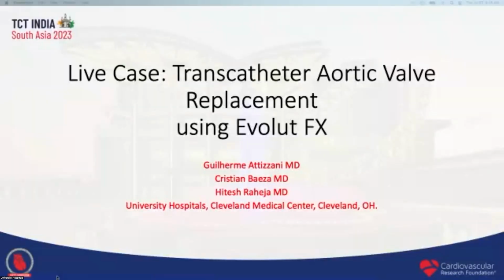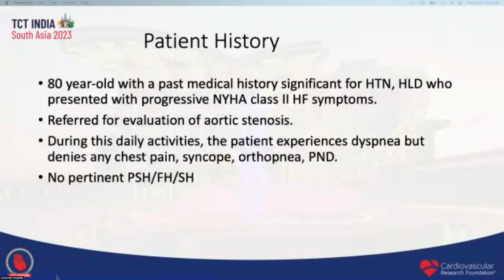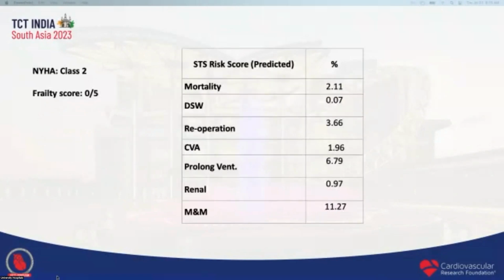Good evening in India. We're going to talk about a live case of transcatheter aortic valve replacement using Evolut FX. The patient is an 80-year-old female with past medical history of hypertension and hyperlipidemia, who presented with progressive heart failure symptoms, difficulty breathing with daily activities, and was referred to us by her primary cardiologist for aortic valve stenosis evaluation and possible intervention.